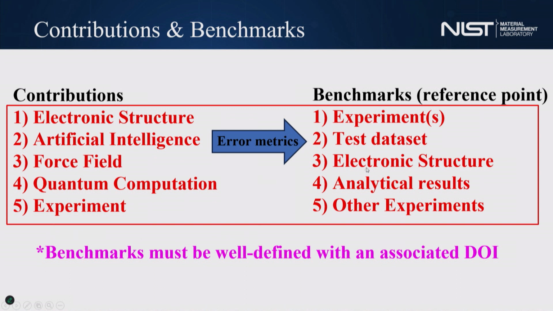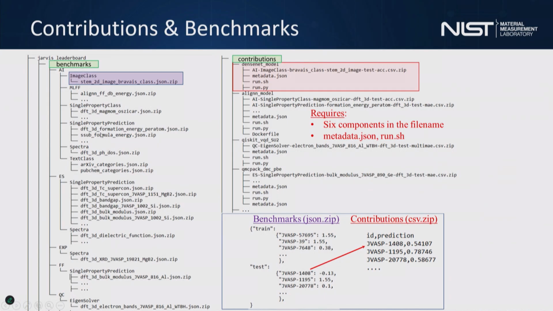The force field is the electronic structure. For quantum computation, it is analytical results. And for experiments, it is other peer-reviewed article experiments. As I said, there are two folders. In these two folders, we have these categories, AI, electronic structure, and so on. And then we have subcategories like image classification and so on.